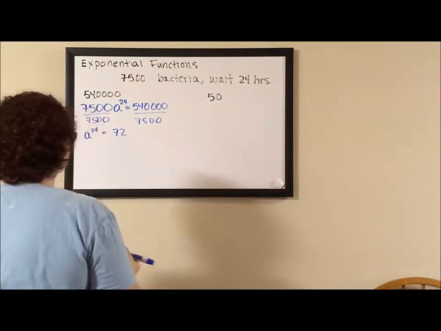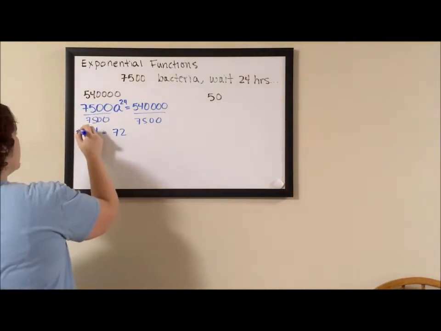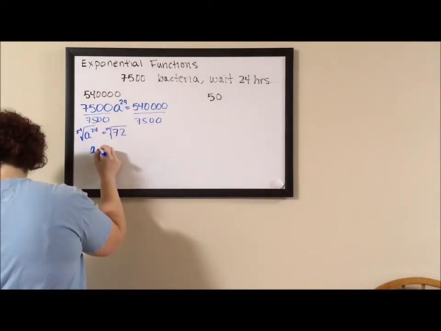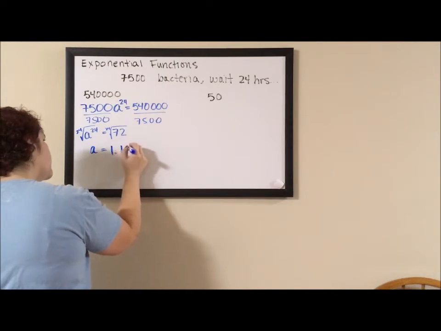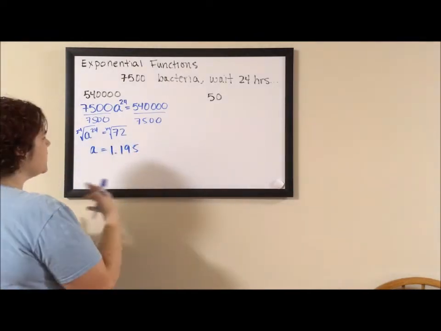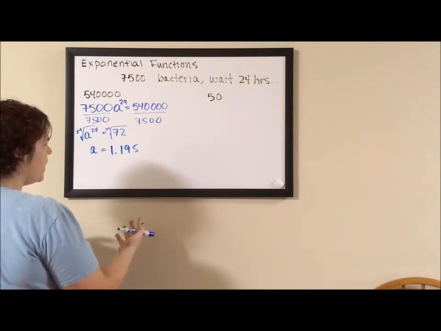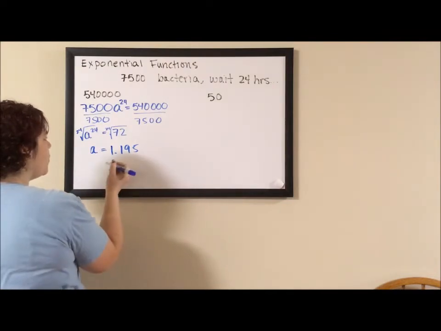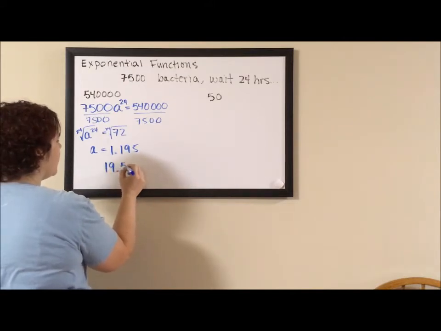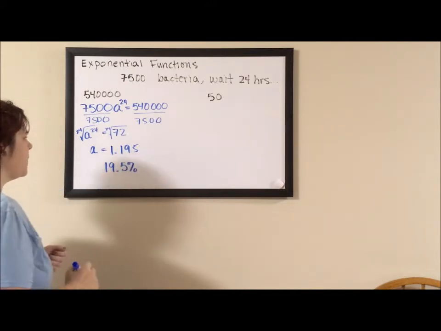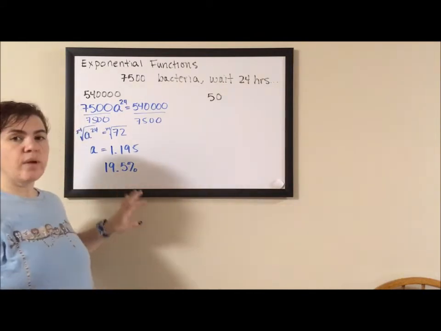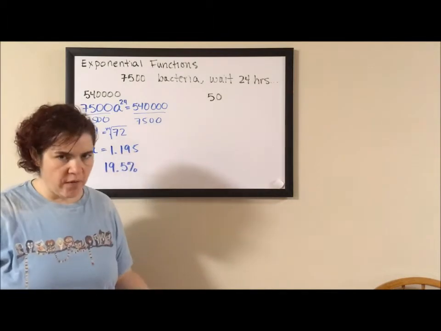So what I'm going to do is take the 24th root of both sides and get that A is equal to 1.195. This is a much more reasonable number. When we subtract 1 and multiply by 100, we get that the hourly growth rate is 19.5%. This really goes to show that you don't need much of a growth rate to have a huge effect on the overall number.